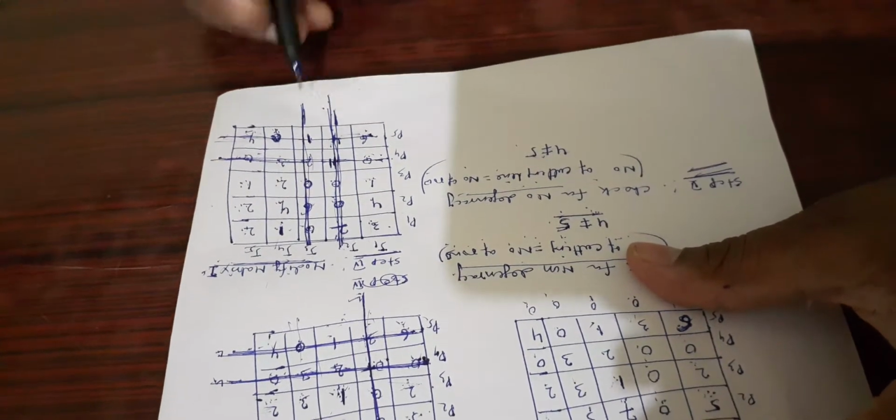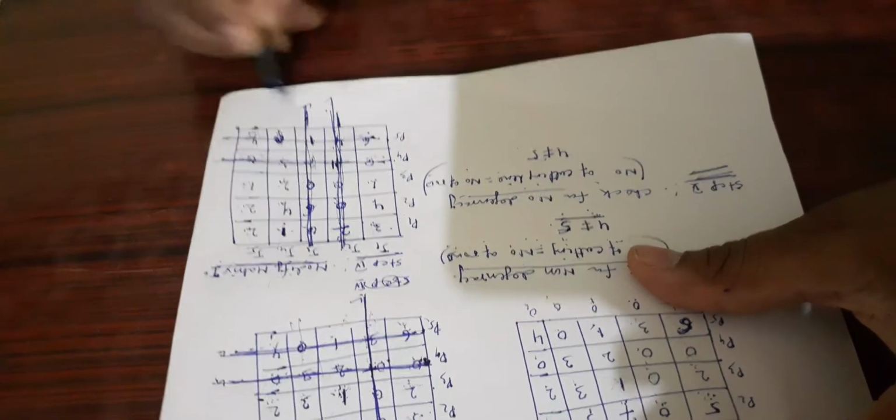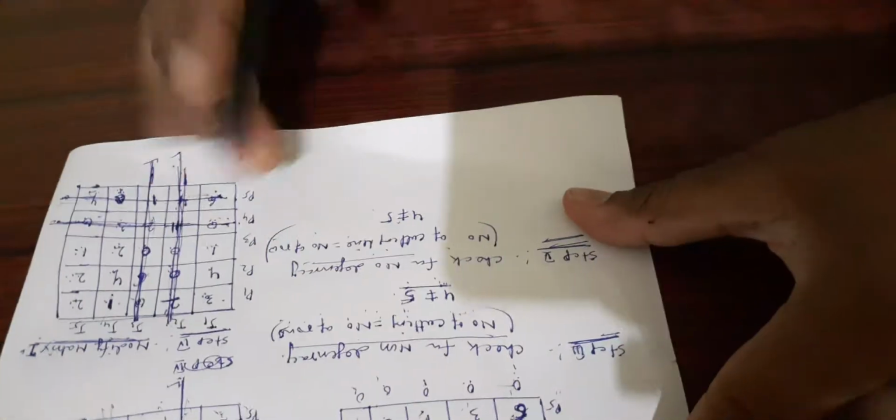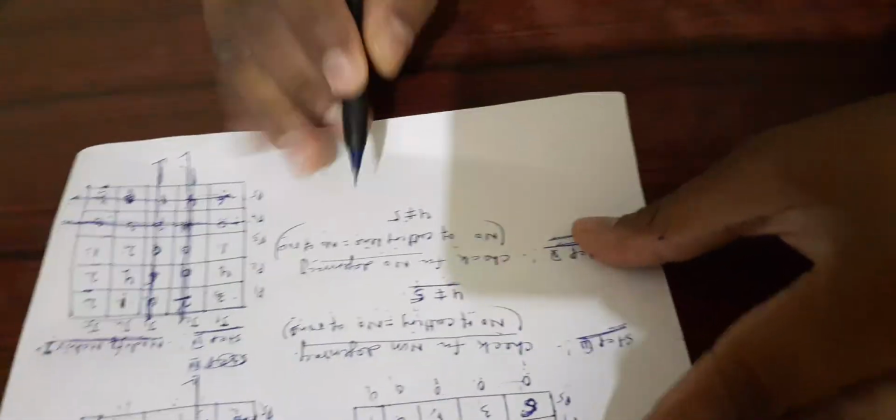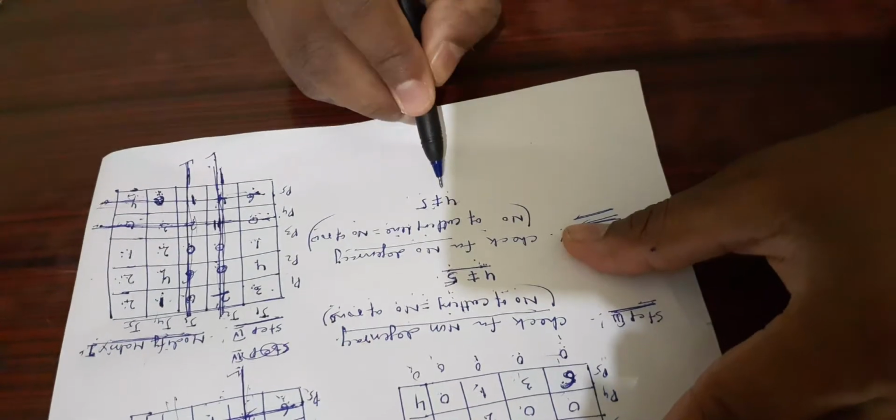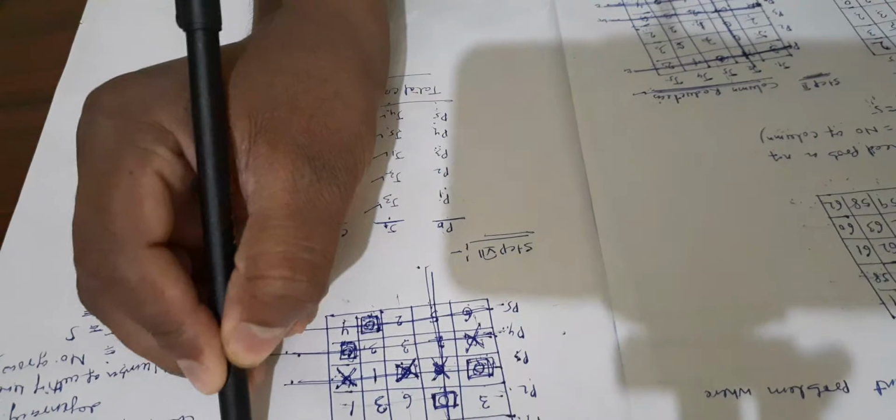So number of cutting lines: 1, 2, 3 and 4. So number of cutting lines is 4 and number of rows is 5. So both are not equal. Then go for the next step. Next step, also modify the matrix 2. Modify matrix 2. Same modify matrix is there.